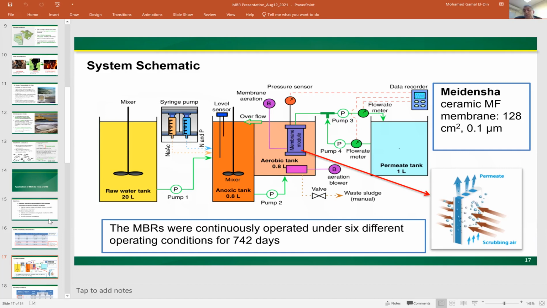It's a Japanese company that produces ceramic membrane systems. These are microfiltration membranes, with 1.28 square centimeters of area and 0.1 micrometer as the nominal opening, or pore size, of the membranes. Following that, we pumped the permeate into a permeate tank, and that's how the system operated. Some of the sludge was wasted from the aerobic tank, and that was the schematic of the system. The MBRs were continuously operated under 6 different operating conditions for about 740 days.